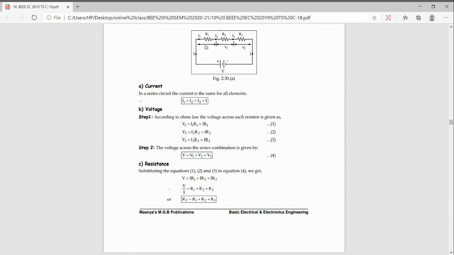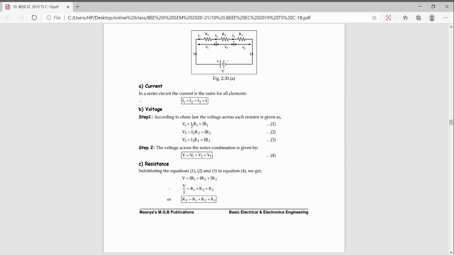So how to find out the voltage? Here, as it is a resistance, there will be a voltage drop. At resistance 1, the voltage drop is V1, at resistance 2, the voltage drop is V2, and at resistance 3, the voltage drop is V3. So we have to find out V1. According to Ohm's law, V is equal to I into R. So V1 is equal to I1 into R1, V2 is equal to I2 into R2, and V3 is equal to I3 into R3.